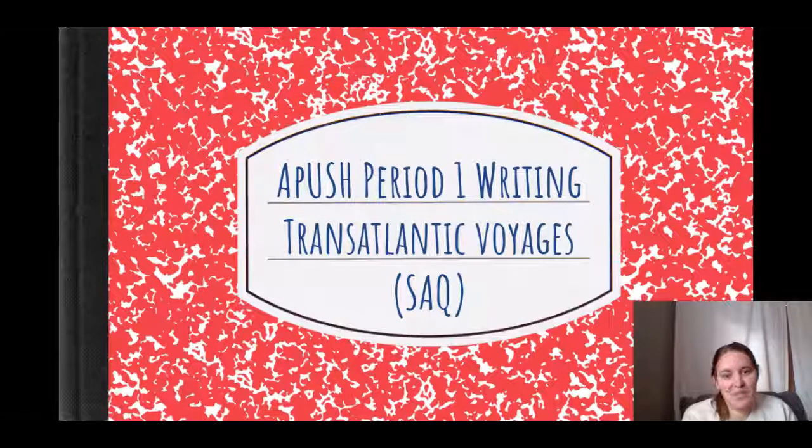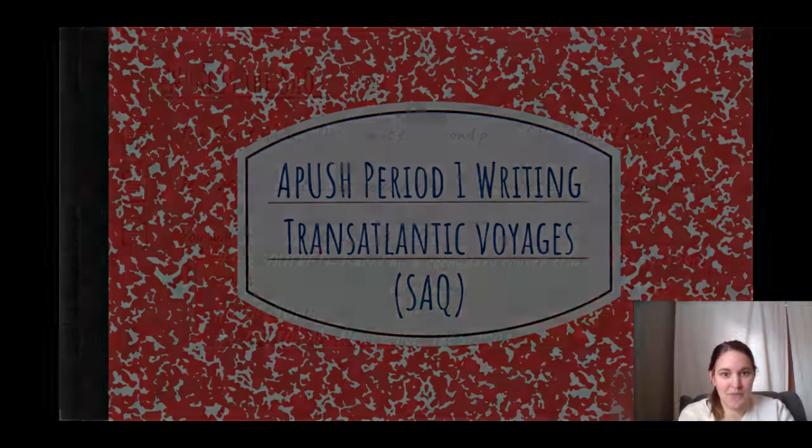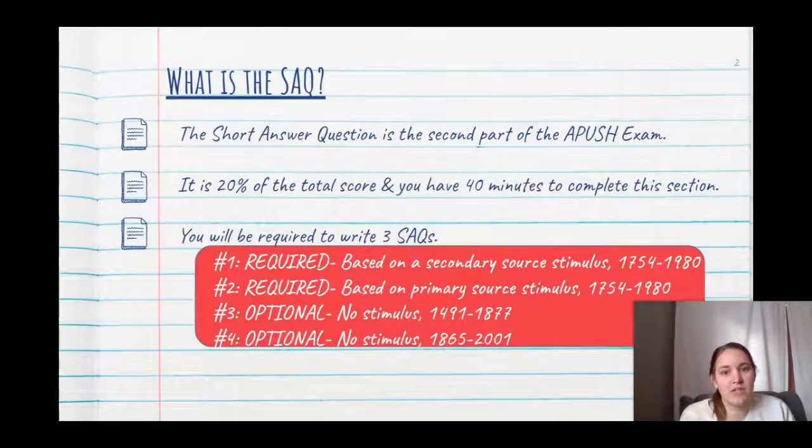Hi, today we are going to be diving into our first example of writing on the AP US History exam. We're going to look at a short answer question about transatlantic voyages. As a quick review, the short answer question is the second part of the AP exam.